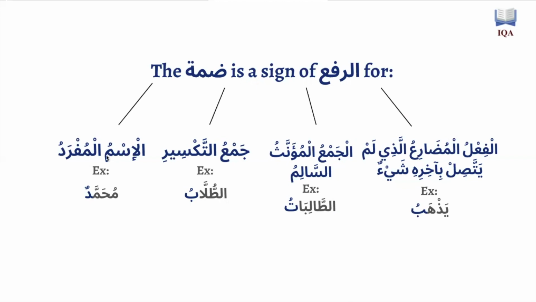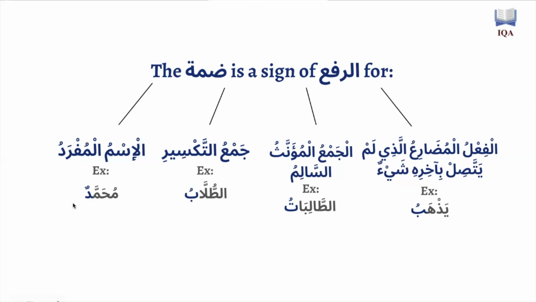The ism mufrad, the singular noun, like Muhammad. Jam'u taksir, the broken plural, like at-tullabu. Al-jam'u al-mu'annath as-salim, the sound feminine plural, like at-taribatu. And the fi'l mudari' that has nothing attached to the end of it, like yadhhabu. And we're going to be breaking each and every single one of these down in detail. So we're going to explain what a jam'u taksir is, we're going to explain what jam'u salim is, we're going to explain what this one is also.